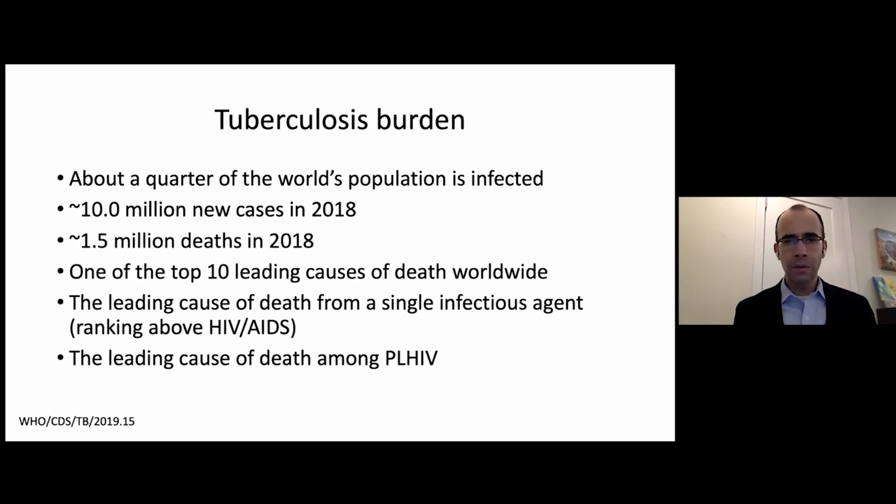So about a quarter of the world's population is thought to be infected with tuberculosis. And in 2018, there were 10 million new cases of active tuberculosis and 1.5 million deaths. So that makes it one of the top 10 leading causes of death in the world and the leading cause of death from a single infectious agent, actually even more than HIV/AIDS. And it's unfortunately also the leading cause of death among people living with HIV/AIDS.